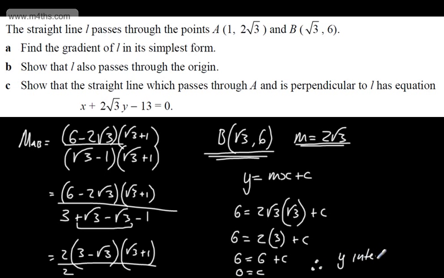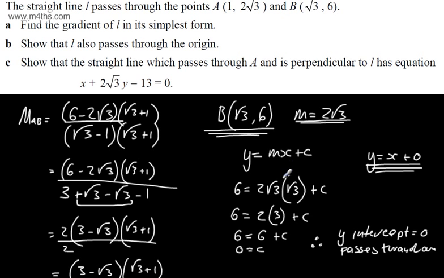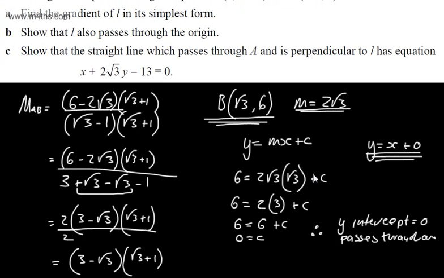So y-intercept equals 0, therefore it passes through the origin. And that would be sufficient. Just think, if we have y is equal to x, that passes through the origin because we've got plus 0 as c. You might want to even put it back in and show for one of the coordinates that it does. I think that would be perfectly sufficient.